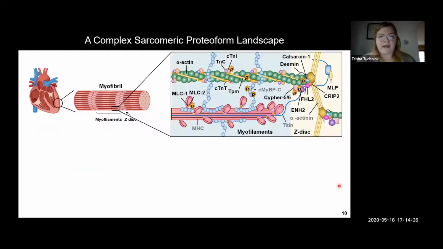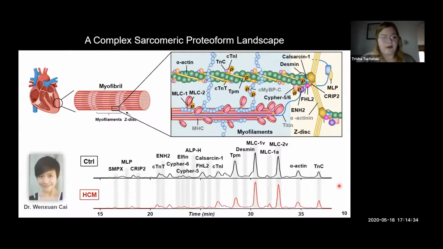So I'm showing here again the cartoon of the cardiac sarcomere just so I can show you what we actually could see after this analysis. And I worked really closely with Dr. Wen-Chuan Kai, who's a former group member. She graduated 2 years ago.